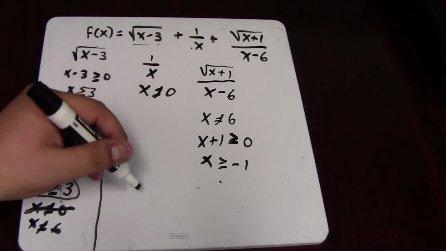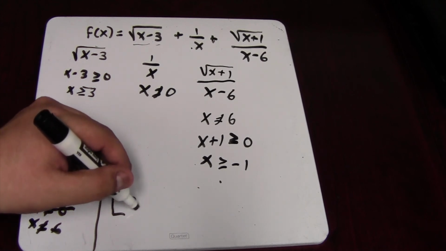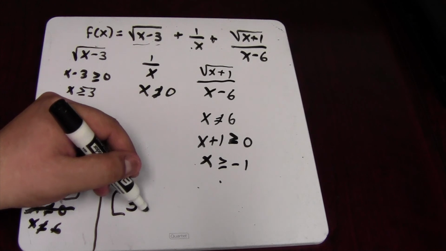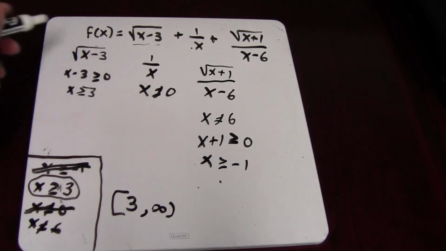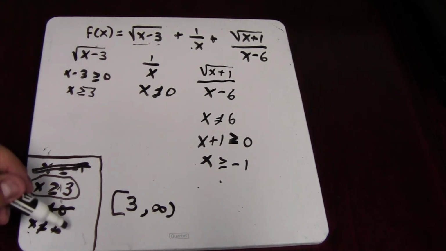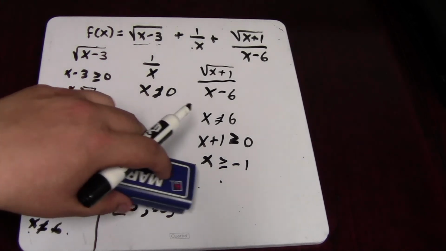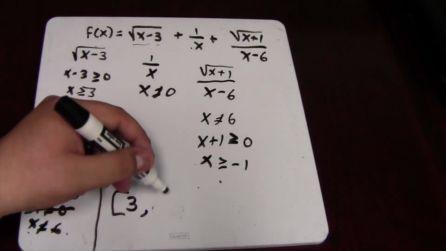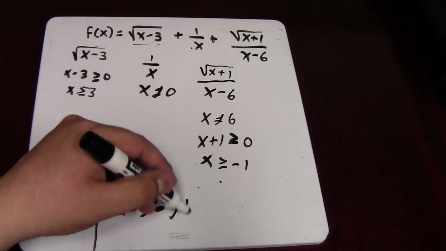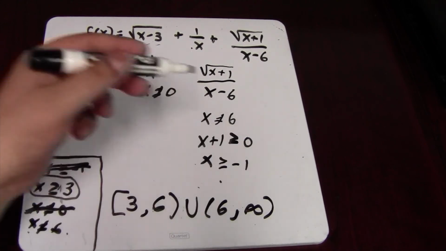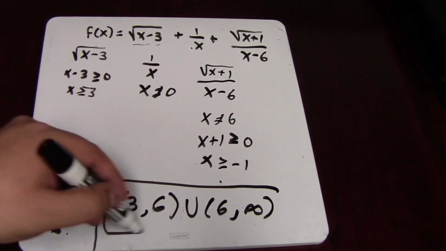So we start at 3. We realize that x has to be greater than 3. Now we can't just put infinity here and be done with it because we have to remember that we have this 6 to deal with. It goes from 3 to 6, union, 6 to infinity. This would be the domain of this function up here.